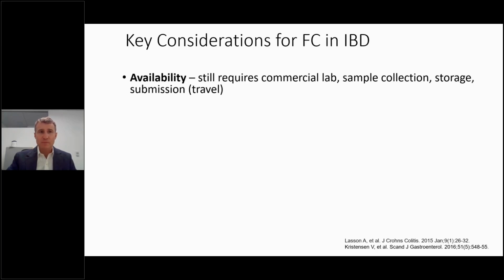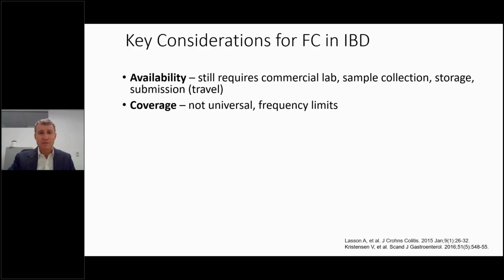I want to spend the next couple of minutes really talking about the potential pitfalls or things to be aware of with fecal calprotectin and inflammatory bowel disease. So number one, you have to know what the availability of fecal calprotectin is. It still requires a commercial lab. That lab has to be able to perform the fecal calprotectin assay. There's issues with sample collection, storage. It's generally stable, but it's not stable forever. And then a patient has to submit that sample, and they have to travel to do that. And particularly for patients who don't have a convenient laboratory location, that becomes a big issue and impacts adherence to a fecal calprotectin monitoring strategy.